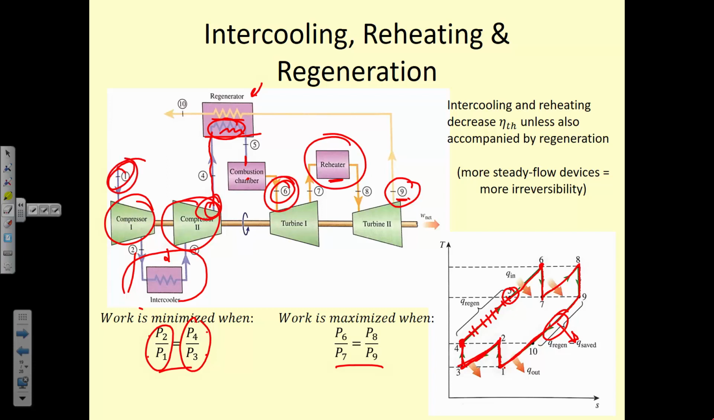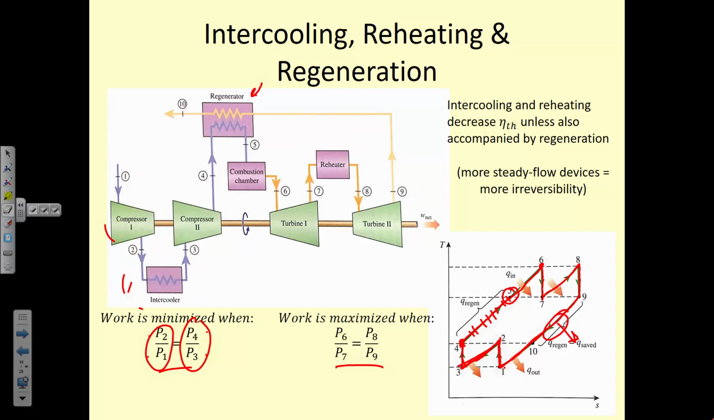So if you screw up somewhere in here, between the compressor and the regenerator, you can start over again at the turbine at state 6. So you only maybe mess up this half of the problem.